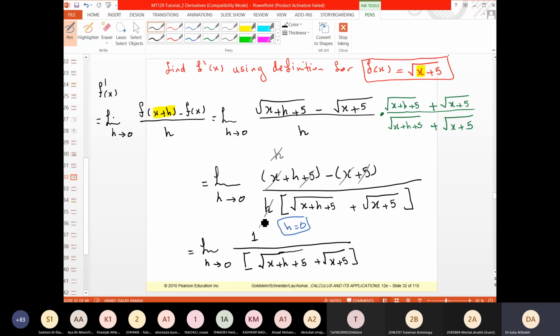The h that was below is already cancelled. So we substitute with h equals 0 and remove the limit, because we substitute with this. We remain with the root of x plus 5 plus another root of x plus 5, meaning I have 2 root of x plus 5. So 1 over 2 root of x plus 5, and this is the answer. Easy, isn't it? Is it clear?